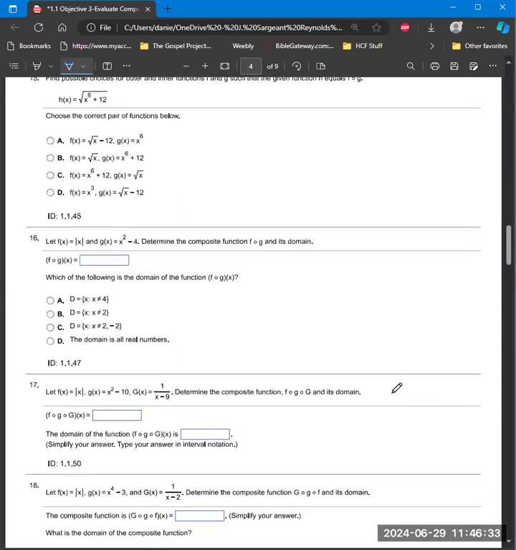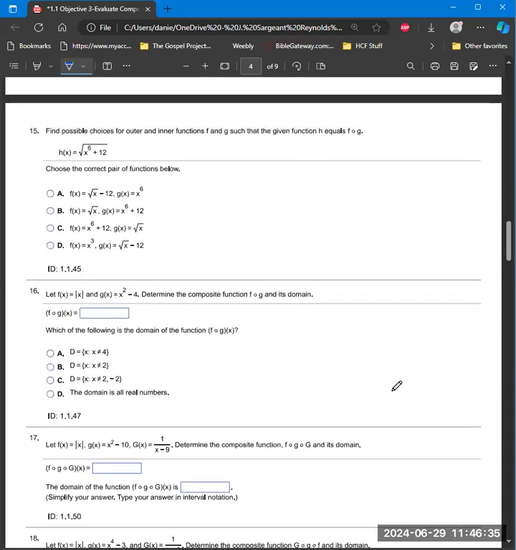Find possible choices for outer and inner functions for this. So the outer function is going to be the square root function, and the inner function is going to be x to the 6 plus 12. That's the easiest way to decompose those functions.